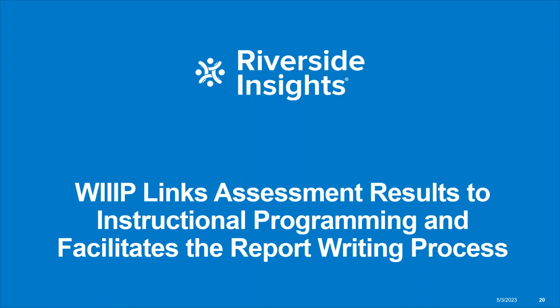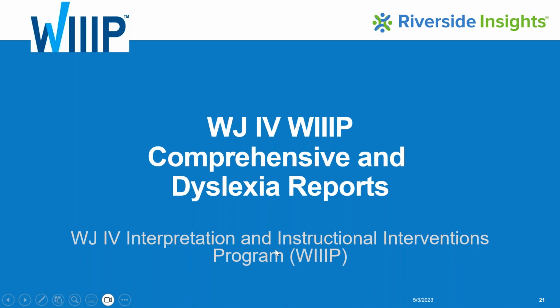So again, we talked last time about how the WIIP links assessment results to instructional programming and helps facilitate the report writing process. There are 2 different types of reports that you can get from the WIIP program. When you purchase the WJ, you get a score report, which is basically a table of scores. But the WIIP program provides you with a more comprehensive report. So we have a comprehensive report and we have a dyslexia report that can be run through the WIIP program.